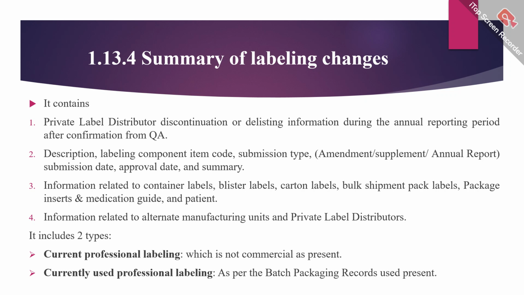So private label distributor discontinuation, whenever sometimes discontinuation or delisting means we won't market to those private label distributors, then that discontinued information should be included in this annual report. After we should get confirmation from QA, quality assurance department. Next, description, labeling component item codes, submission type, amendment, supplement, or whatever the changes submitted in the supplement or amendments, we have to include them in the annual report. And summary of those changes.